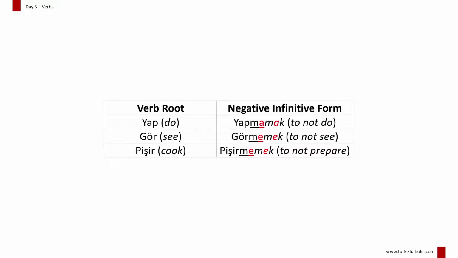Negative infinitive is made by adding the ma, me in between the verb root and the infinitive suffix. We still follow the vowel harmony to select the correct infinitive and negative suffix. For example, yap becomes yapmamak, gör, görmemek, pişir, pişirmemek.